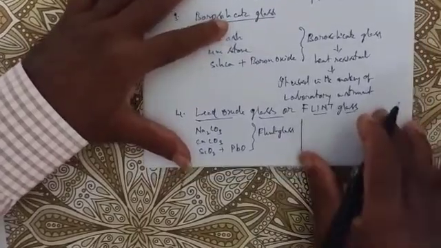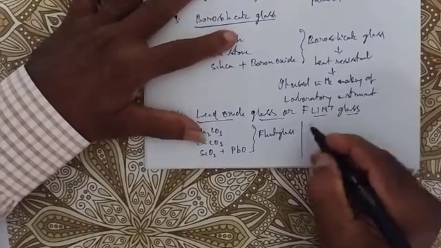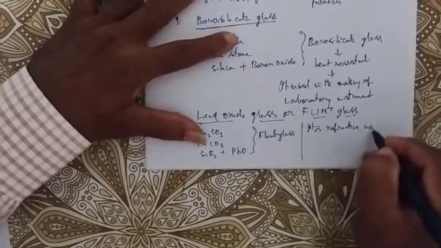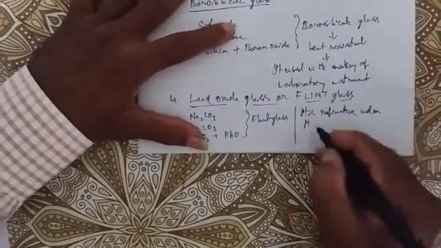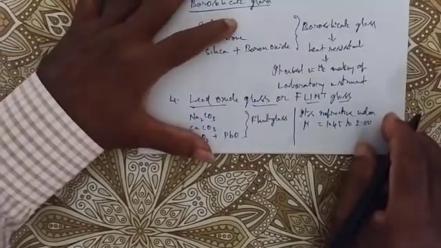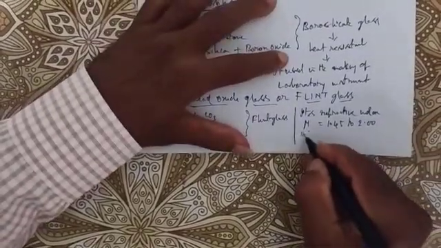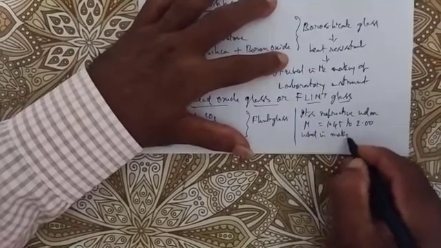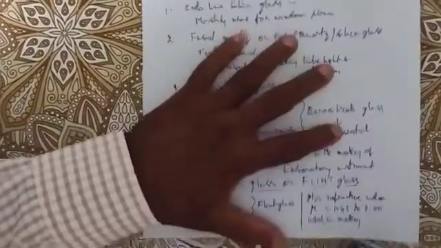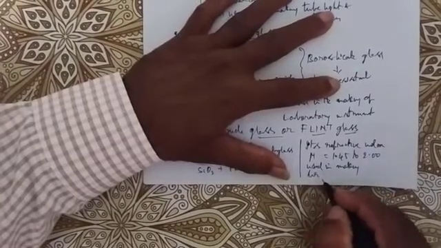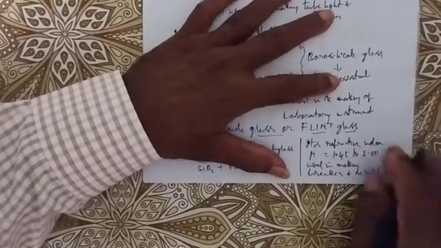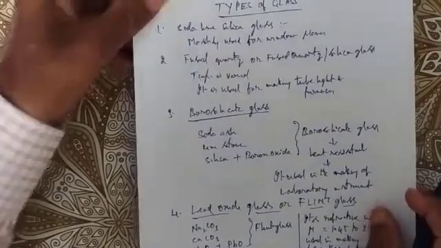So, flint glass has characteristics. The most important characteristic of this flint glass is its refractive index. Refractive index is denoted by the letter mu. Mu equals 1.45 to 2.0. Flint glass has a very high refractive index. Therefore, that's why it is used in making optical instruments like prisms, glass slabs, etc. And also it is resistant to breakage and scratches. So all these qualities are useful in making optical instruments.